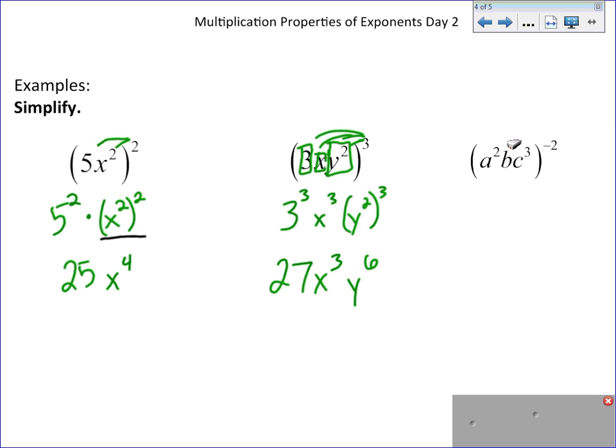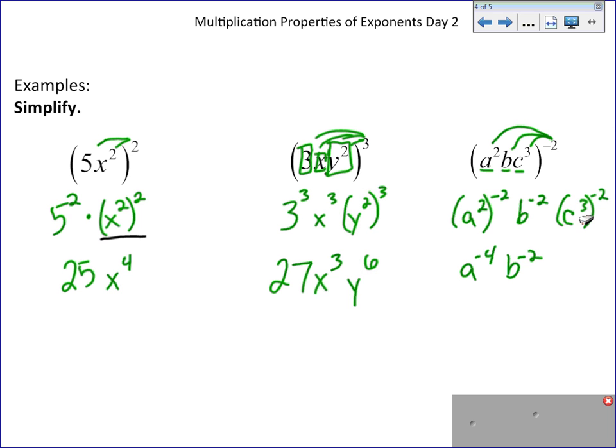And then finally our last one, again we have 1, 2, 3. So the negative 2 is going to go 3 different times. It's going to go to our a squared, our b, and our c cubed. So you're going to get a squared to the negative 2, b to the negative 2, and c cubed to the negative 2. This is a power of a power. 2 times negative 2 is negative 4. b to the negative 2 stays the same, and then 3 times negative 2 is negative 6.